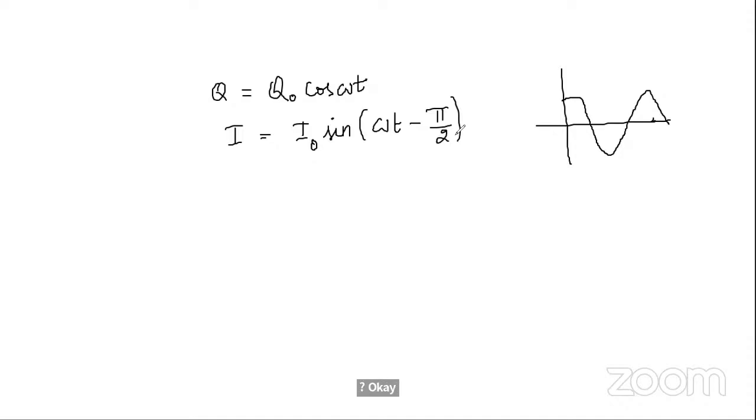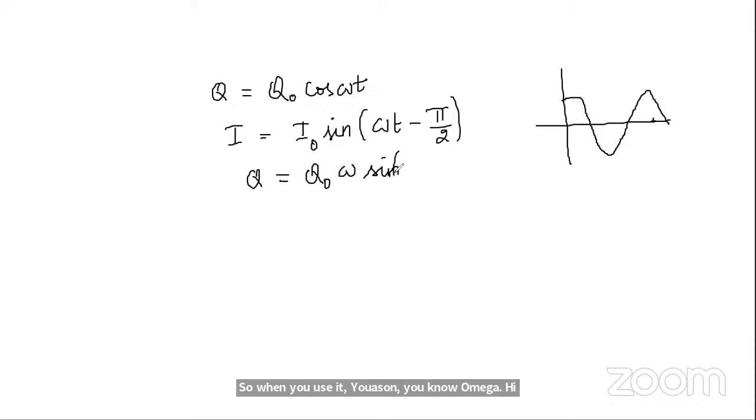So based on this, you can write the value of I. Because we know very well I equals minus dq by dt. So when you use this equation, your I is equal to Q naught omega sin within the bracket omega t minus pi by 2.